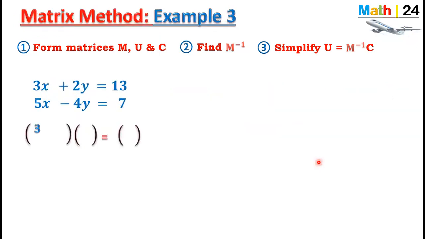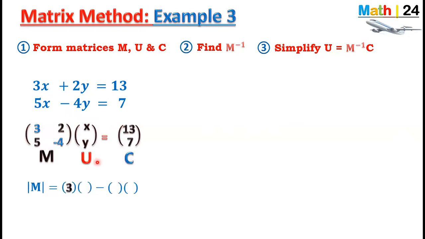So this is the last example, just crash 2. So we have 3, 5, 2, -4. You have x and y we are solving for, and then 13, 7. We start by looking at the determinants. 3 times minus 4 minus 2 times 5. So we have minus 12 minus 10, which is minus 22.